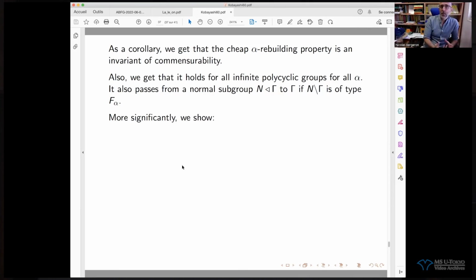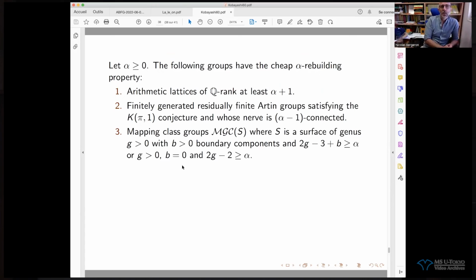Typically, you start with a group like Z or an abelian group, and then you pass to a parabolic subgroup, and applying the same theorem again, you get to richer and richer groups, like the one in this theorem. You can get arithmetic lattices with big Q-rank like SL_n(Z), where the Q-rank is n minus 1.